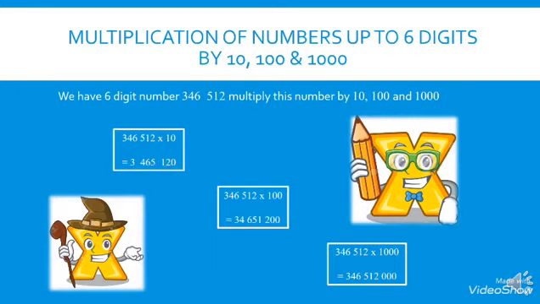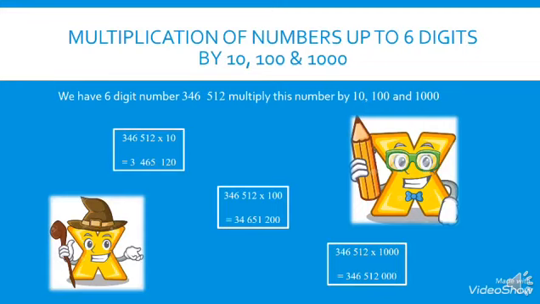Now compare the question with the answer. As 10 has 1 zero, we just add 1 zero on the right side of the number. Hence, we just place 1 zero to the right side of the given number and the number moves 1 column to the left.